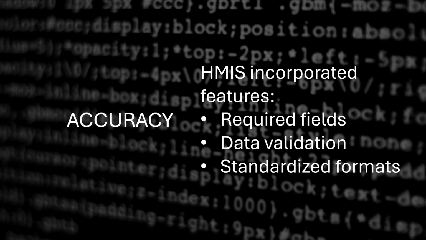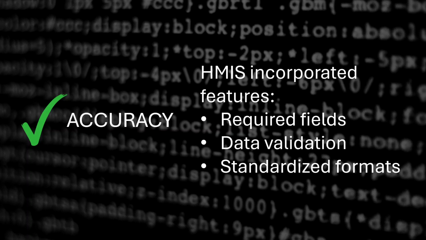So accuracy, improved data accuracy. Paper forms are susceptible to errors. Some examples are illegible handwriting, missed fields, or simple transcription mistakes during manual entry. So when you're reading somebody's handwritten responses on a form and you're typing it into the system, it's really easy to make mistakes.